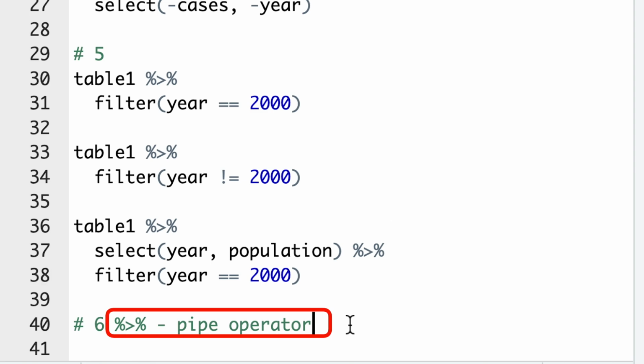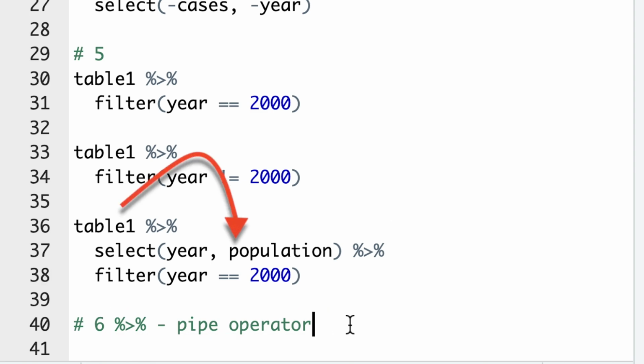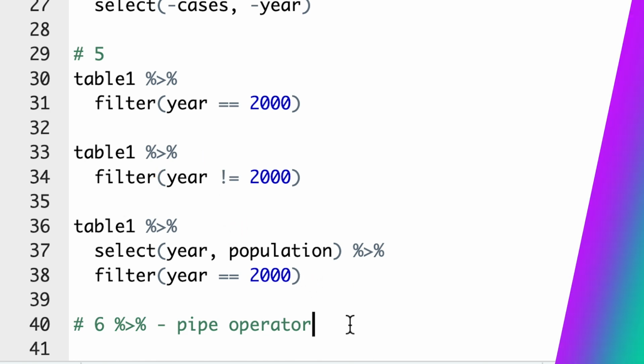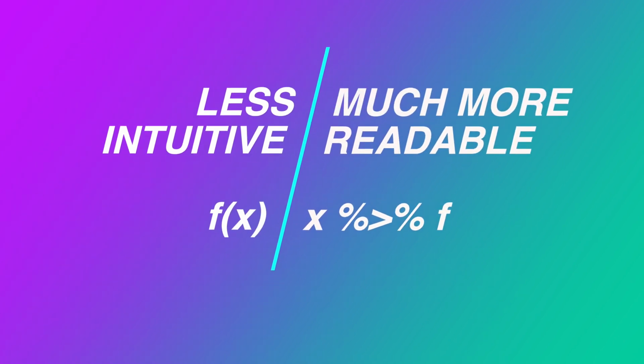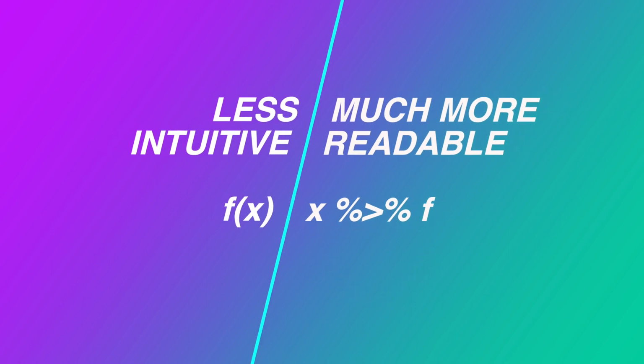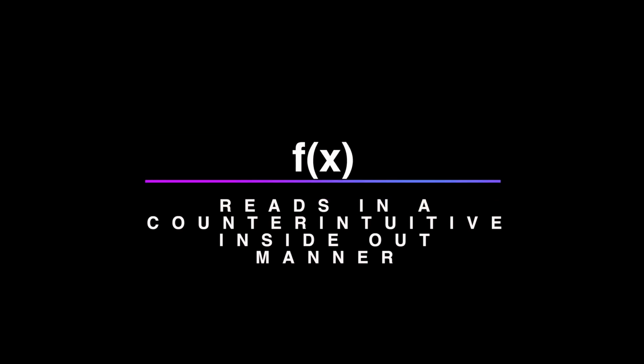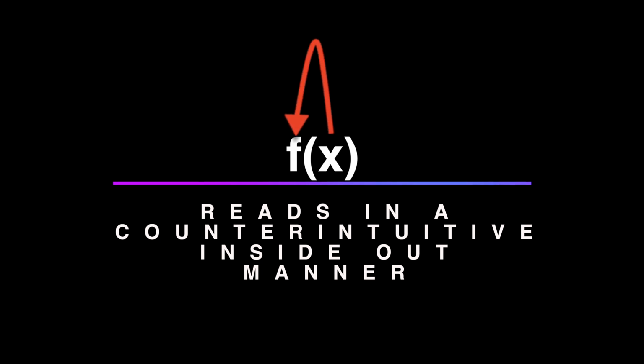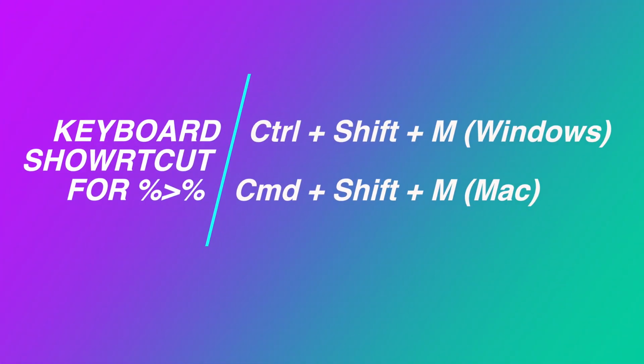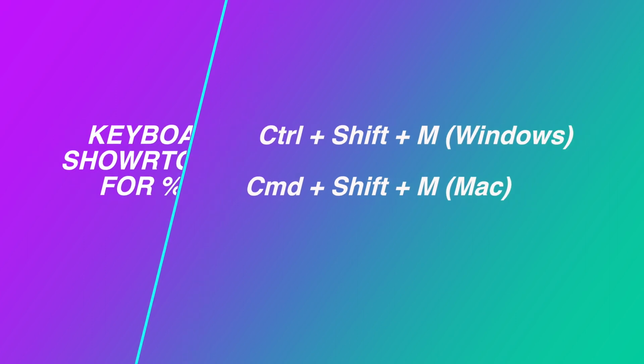The operator is called the pipe operator because it pipes the values on the left into the transformed values on the right side. This replaces the less intuitive f of x with the much more readable x then f. The left-right nature of x then f is easier to write and understand, as it follows the natural way we read, while f of x reads in a counterintuitive inside-out manner, making it harder for people to grasp, except for maybe programmers. And the best part, there is even a keyboard shortcut for it. So give it a try.